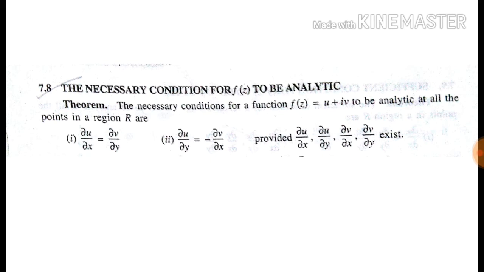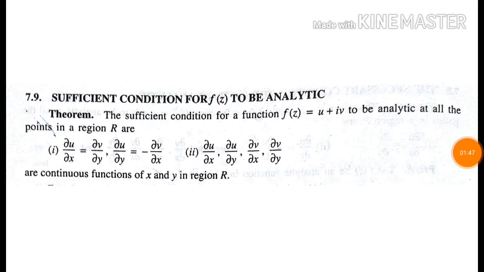Then we have to discuss one more definition. Now the second one is the sufficient condition for f(z) to be analytic. So this is theorem 2. The sufficient condition for a function f(z) = u + iv to be analytic at all the points in a region R are del u by del x is equal to del v by del y, del u by del y is equal to minus of del v by del x, and second, that del u by del x, del u by del y, del v by del x and del v by del y are continuous functions of x and y in the region R. So this is about the sufficient condition, the second theorem.